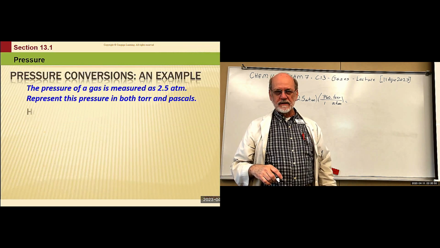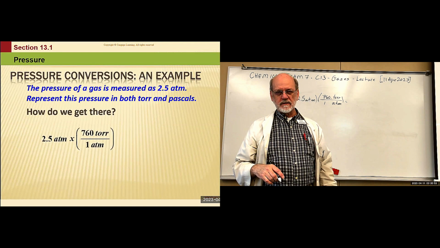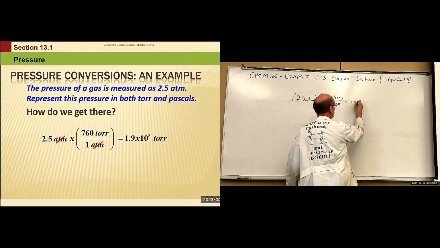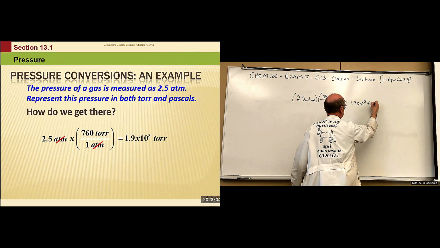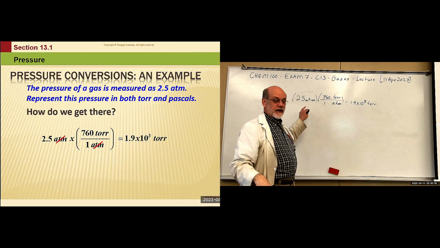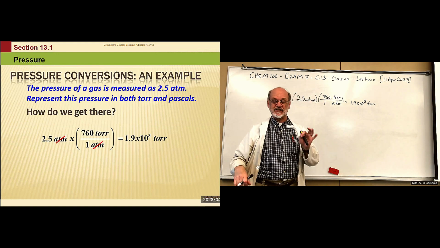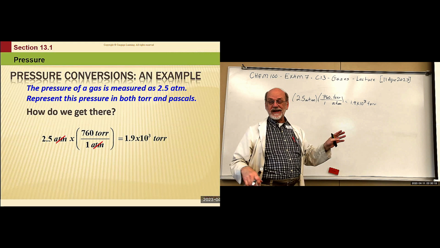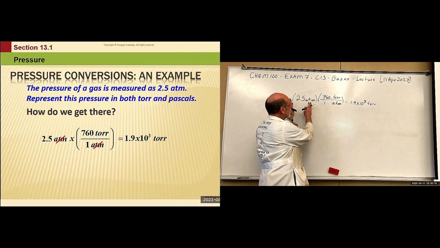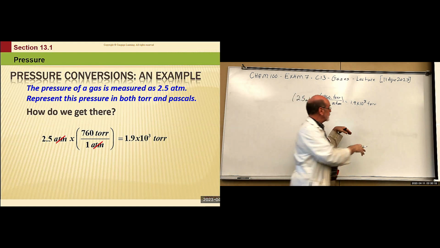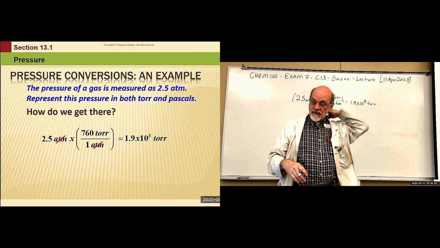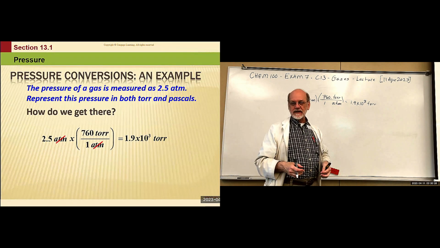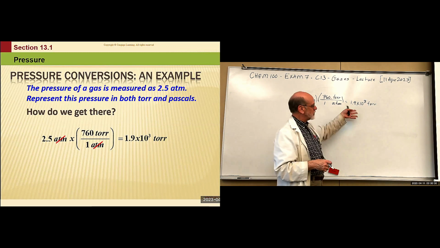Let's see. Here we go. It gives us 1.9 times 10 to the third torr. Now these represent the same pressure conditions, right? Like I said before, nature just does what it does and we try to figure it out. 2.5 atmospheres is equivalent to 1.9 times 10 to the third torr. The gas could care less. It just exerts its pressure, and this is the way we try to understand it.